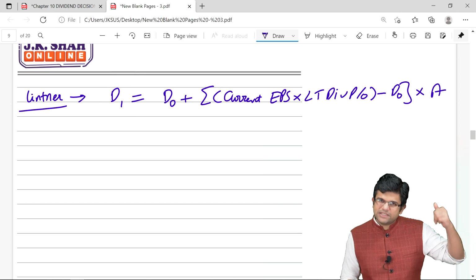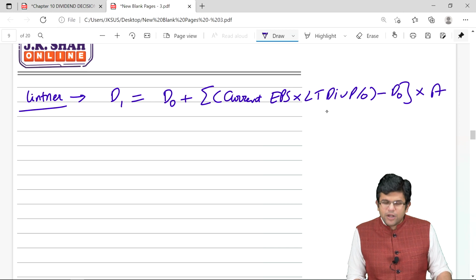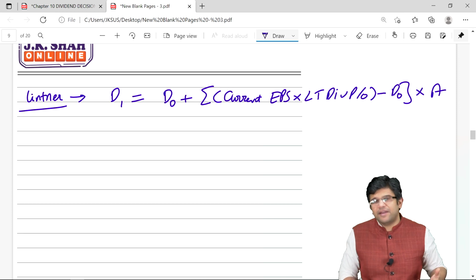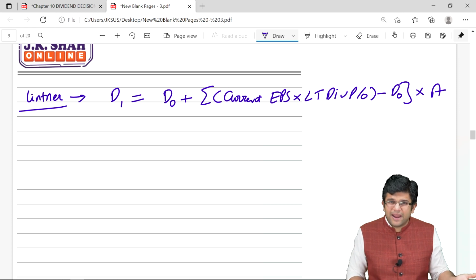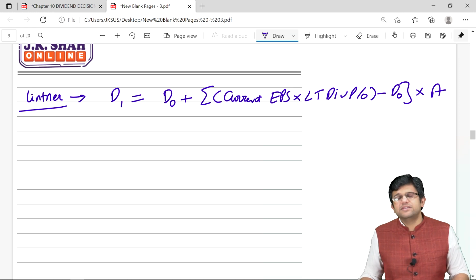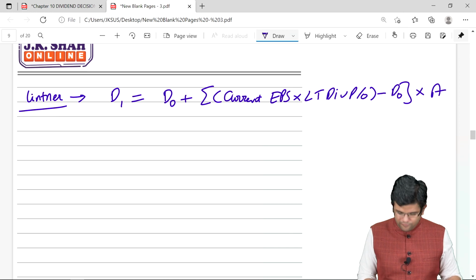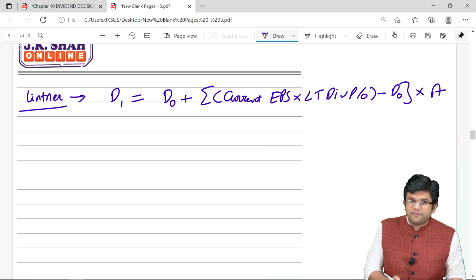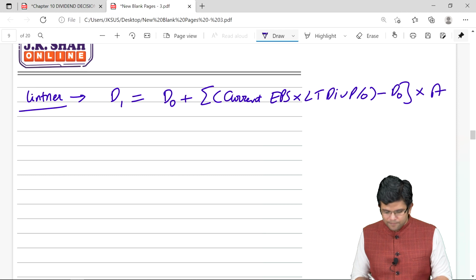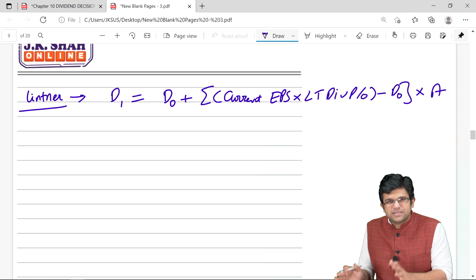Of course, D0 stands for last year dividend. Current EPS is the current year earnings per share. Long-term target dividend payout ratio is the target dividend payout ratio every finance manager has in his or her head. Children, A stands for adjustment factor, which generally ranges between 0 and 1. It cannot be beyond that. Everybody clear? So numbers will be given. You have to find out D1, or D1 will be given and any one missing figure you have to find out using the Lintner model. So children, these were the different models as far as the dividend matters team is concerned.